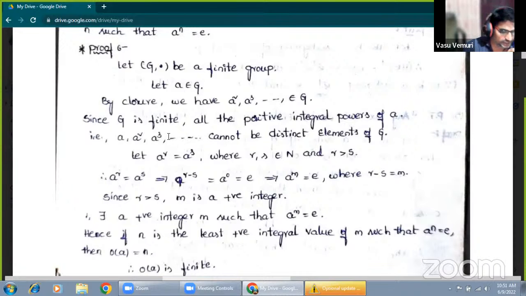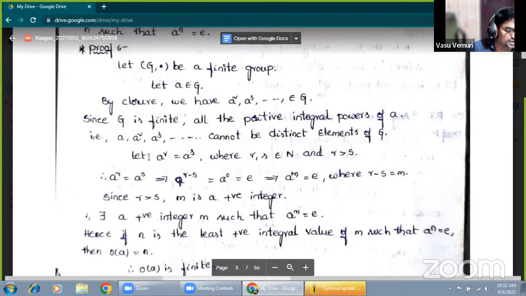Now between A power R and A power S there are two elements which are different and distinct. Suppose R and S are natural numbers, so they are integral powers of the element. Suppose A square, 2 is less than 3, 3 is less than 4, and in the same manner R and S are both natural numbers. Suppose R is greater than S, and A power R equals A power S.